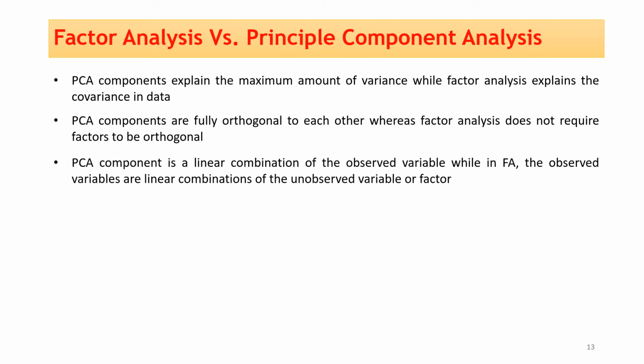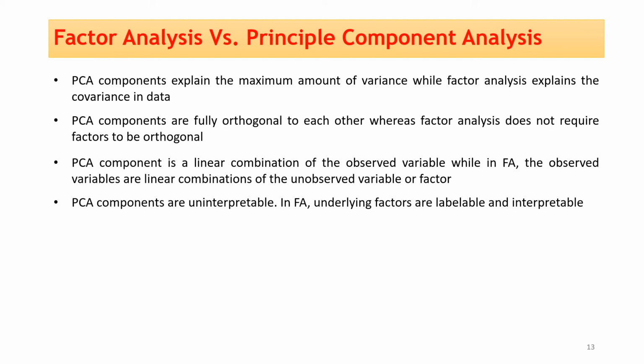Then the PCA component is a linear combination of observed variables, while in factor analysis, the observed variables are linear combinations of the unobserved variables or factors. Then PCA components are uninterpretable, and in factor analysis, underlying factors are labeled and interpretable.